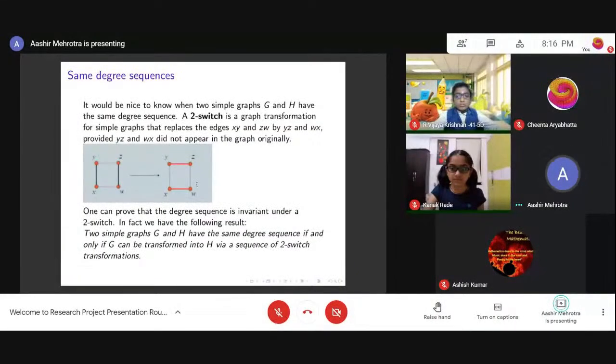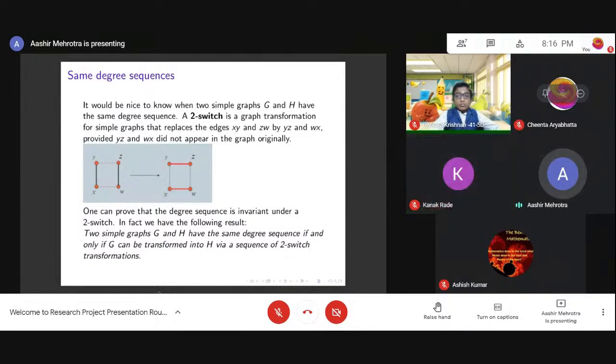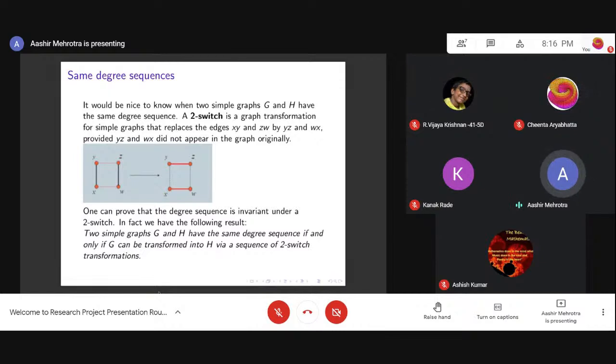XW get added. So one can actually prove that the degree sequence is invariant under a two-switch transformation. And in fact, we actually have this result: two simple graphs have the same degree sequence if and only if G can be transformed into H via a sequence of two-switch transformations.